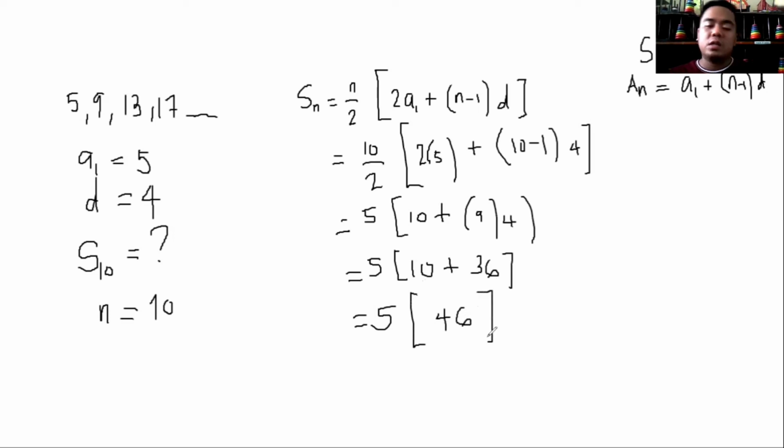Correct? So that is 46. So 5 times 46, or 46 times 5, is 230. Therefore, the sum of the first 10 terms is 230, as your S of 10. Am I making it clear? So that is how you are going to find the sum using the arithmetic series formula, the sum of the arithmetic sequence.